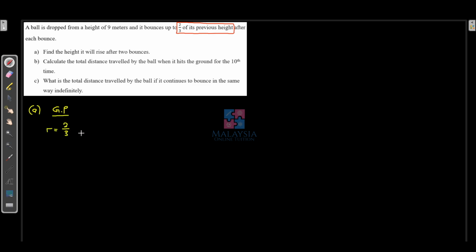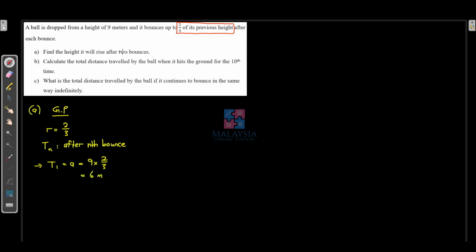So now we have to define first, what is the first term here? When they say a ball is dropped from a height of 9 meters, it doesn't bounce yet. So what we have to say is that Tn is after the nth bounce. Meaning after the first bounce, T1, after the second bounce, T2, and so on. In this case, our T1, which is our first term, is going to be what? After it bounces the first time, 9 meters times 2/3, so that is going to be 6 meters.